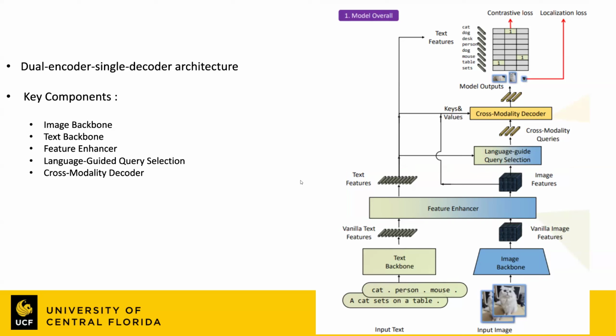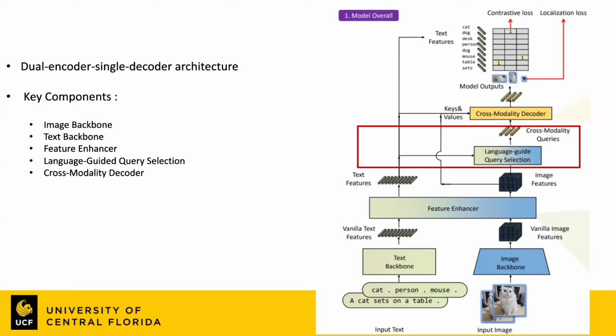The next stage is they pass those features to language-guided query selection. So here they basically select the image features which are more relevant to the input text. And the output is cross-modality queries from that layer.